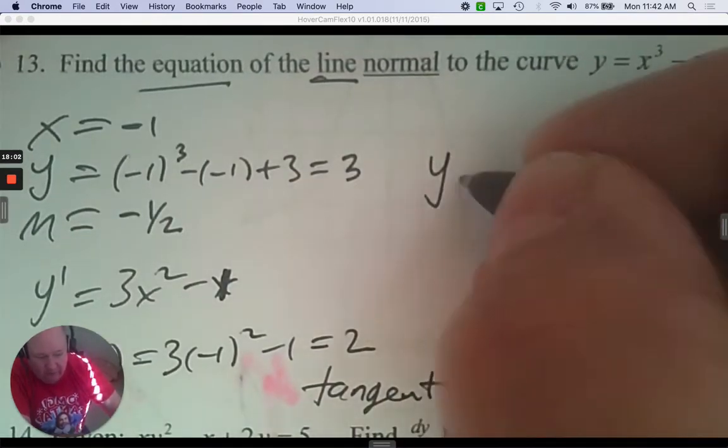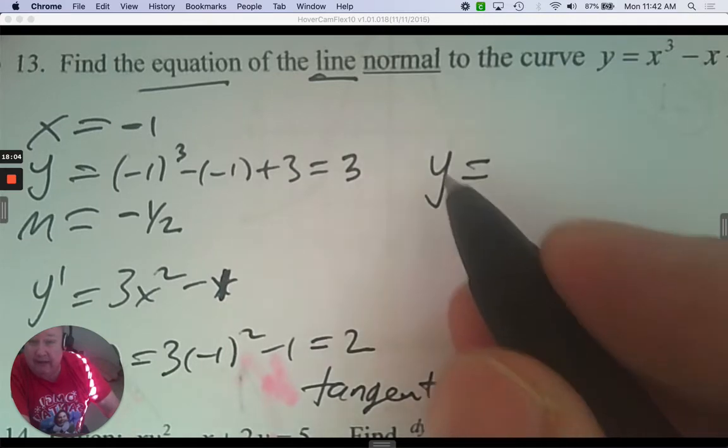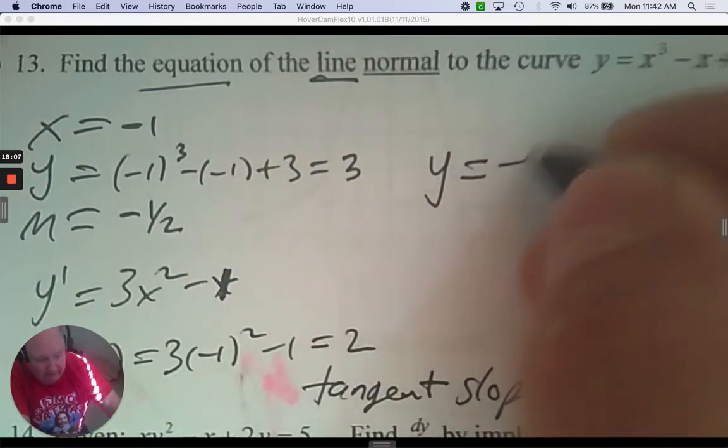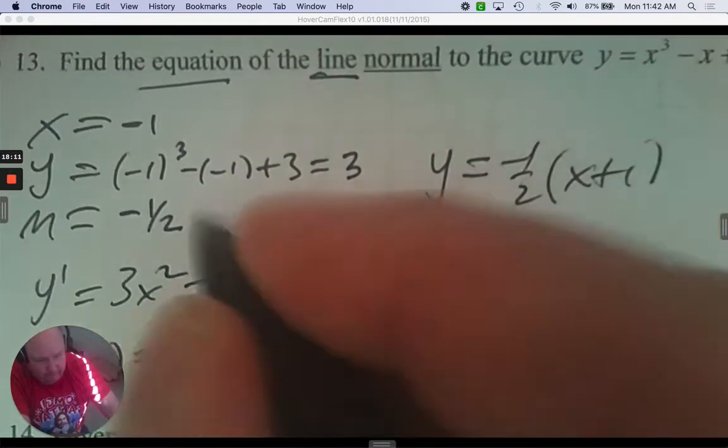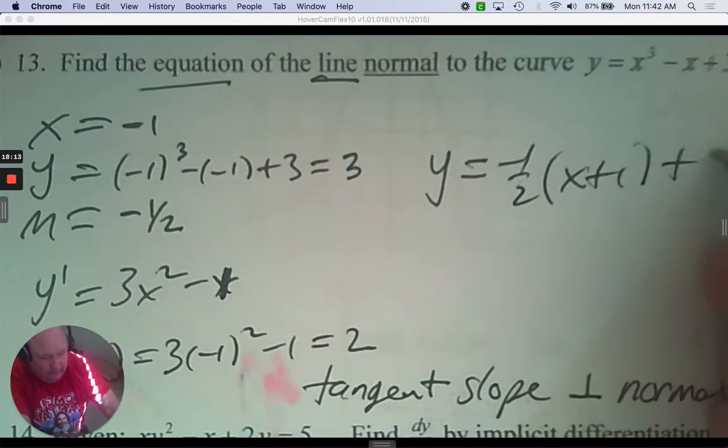And then put those numbers all together for the equation of a line. So the equation of a line is y equals the slope, -1/2, x plus 1, plus 3. And it's over.